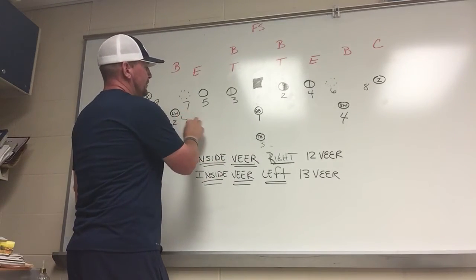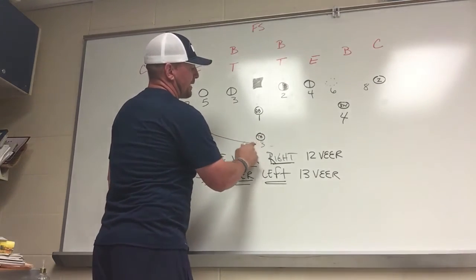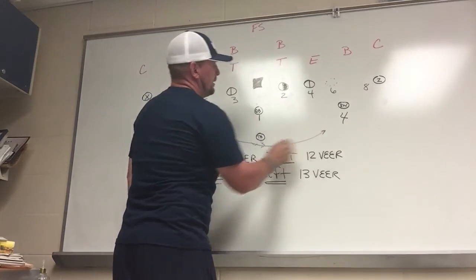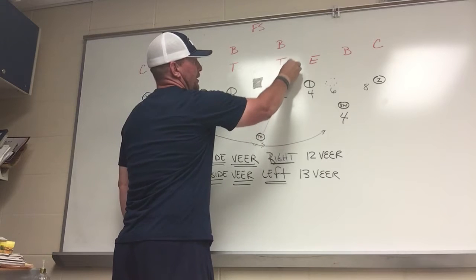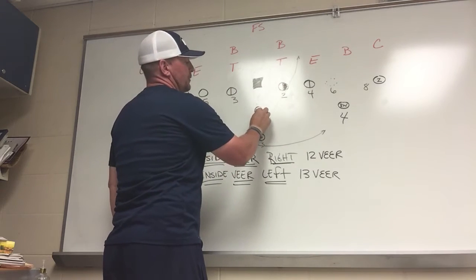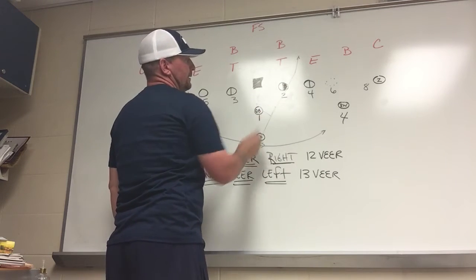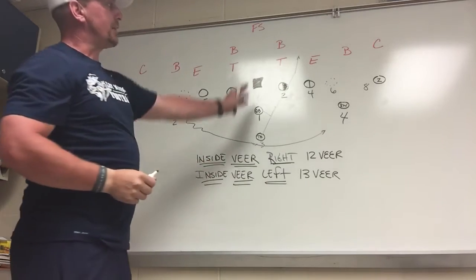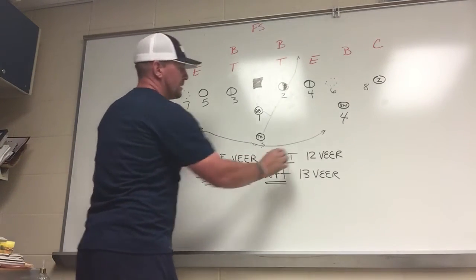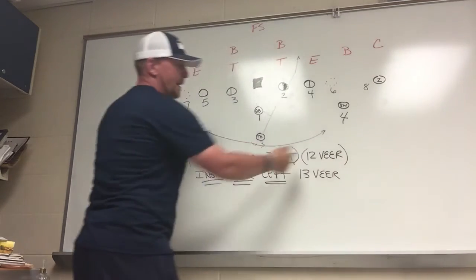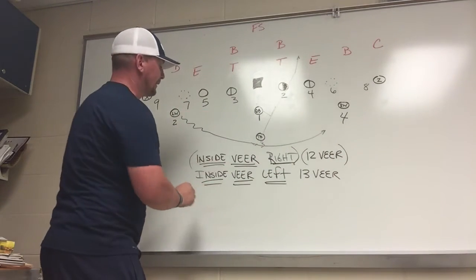So basically what we have is motion. Okay, we've got our pitch back coming across. We have the tailback coming down through the outside leg of the guard. Okay, and we have the quarterback who's going to make his ride, read, and decide. All right, so that is what that would be called. So inside veer right for us is also called 12 veer, which we will not be calling it this year, but I just want to give you a little background on that.